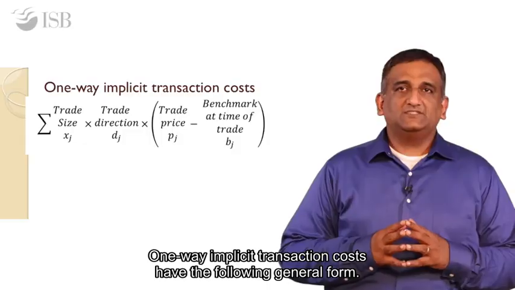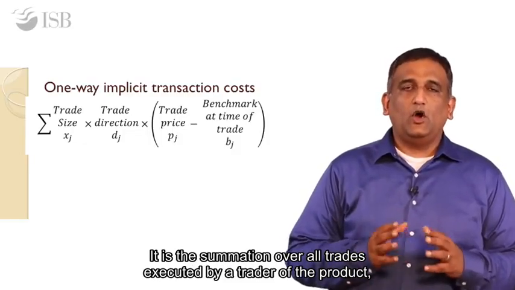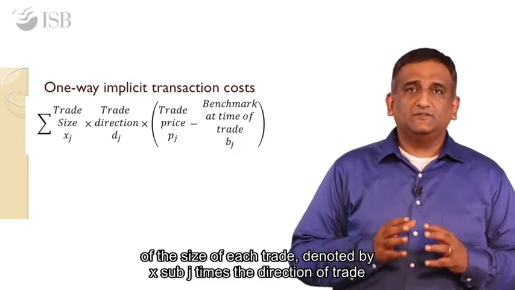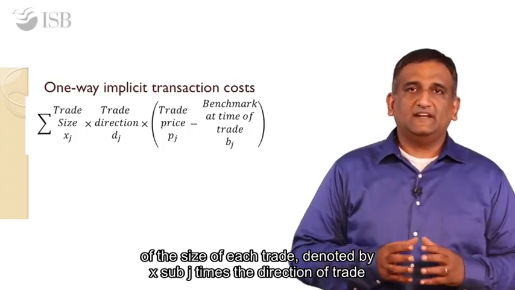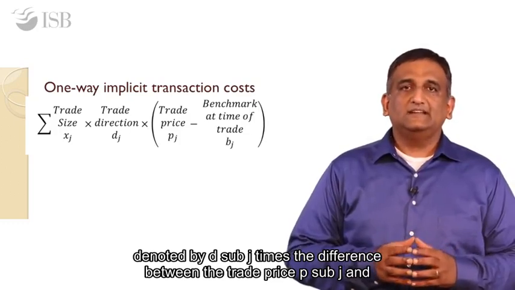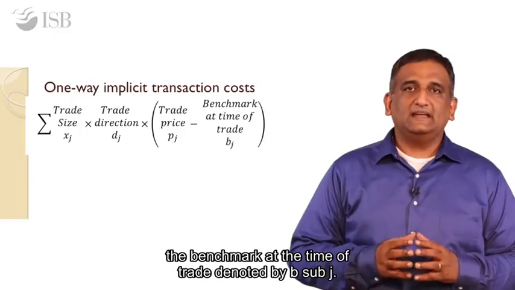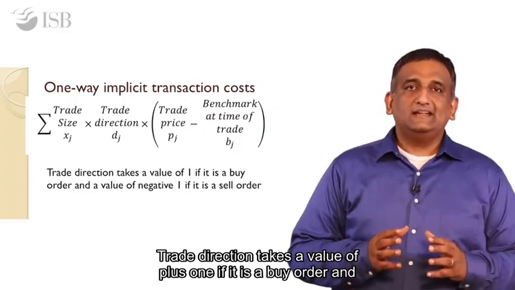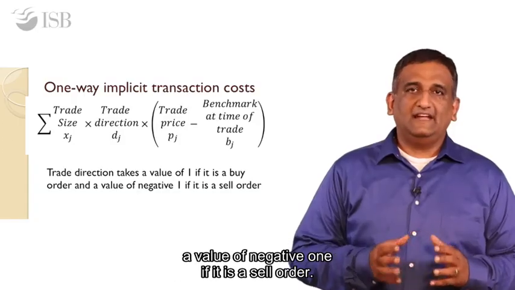One-way implicit transaction costs have the following general form. It is the summation over all trades executed by a trader of the product of the size of each trade denoted by X sub j times the direction of trade denoted by D sub j times the difference between the trade price P sub j and the benchmark at the time of trade denoted by B sub j. Trade direction takes a value of +1 if it is a buy order and a value of -1 if it is a sell order.